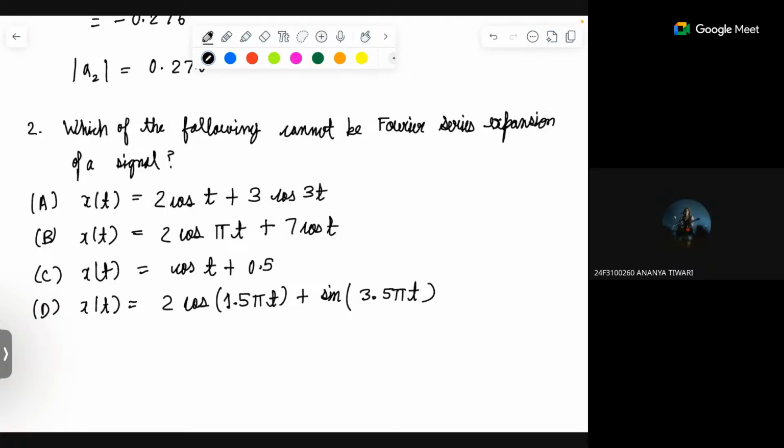Once you get the answer, now you can unmute and speak. Ma'am, can we say just like this that D option would not be correct because there is an odd and even together? No, no, no. In Fourier series we can have odd and even things. What we cannot have is aperiodic signals. So you have to check for aperiodic signals. Okay.